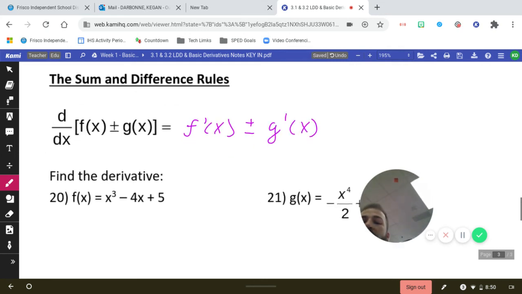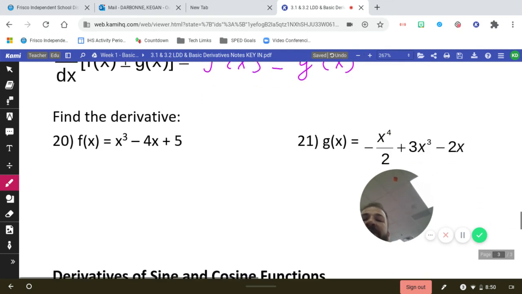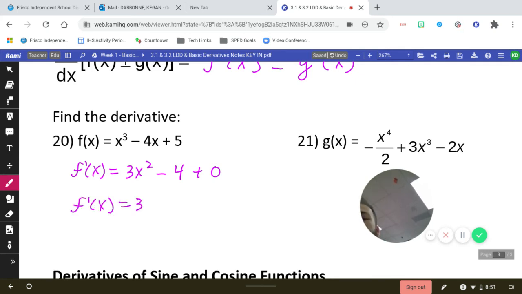So looking at 20, we have f of x is equal to x cubed minus 4x plus 5. So f prime of x, I derive each piece separately. So 3x squared, negative stays the same. 4x becomes 4. Positive stays the same. But what does positive 5 become? Positive 5 becomes just 0. So my final answer would be f prime of x equals 3x squared minus 4.